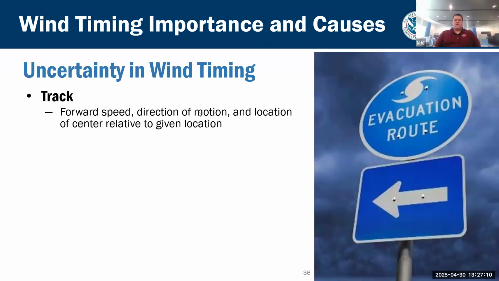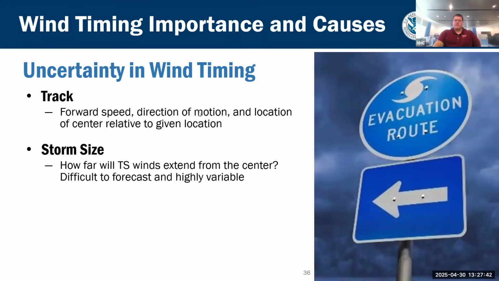The main factor going into when the wind is going to arrive, obviously, is the forward speed and the track of the system. How fast is it moving? Is it slowing down as it approaches the coast? And what's the direction of motion? John showed many examples of storms paralleling the coast. If the storm makes landfall in Tampa versus where it did in Punta Gorda, that rightward shift is going to accelerate that timing impact to that given location. And it really is relative to the center where it does cross land.